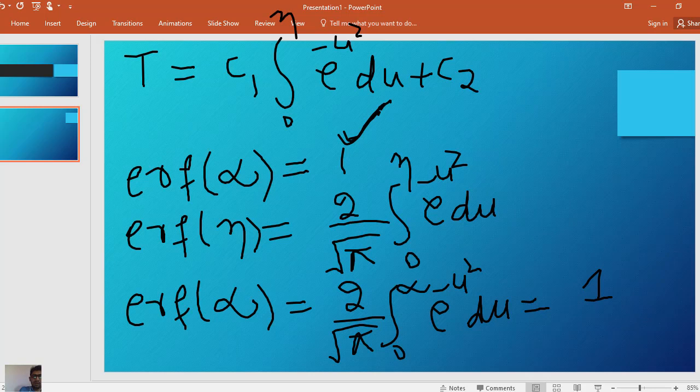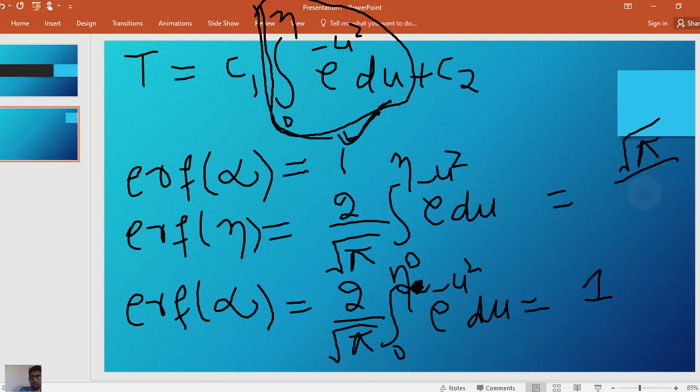So this number can be the similarity variable. What will be the value of this? This is the main problem. So in place of this number we can place root pi divided by 2. Okay, sorry, we will solve it further in the coming part.